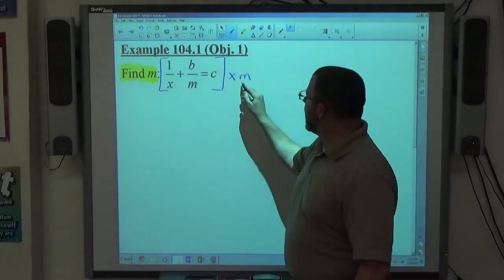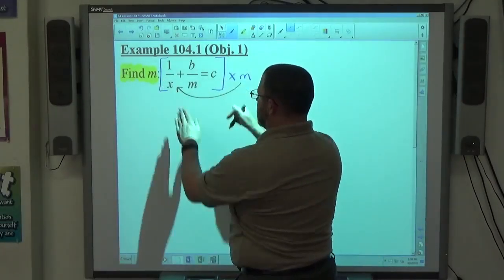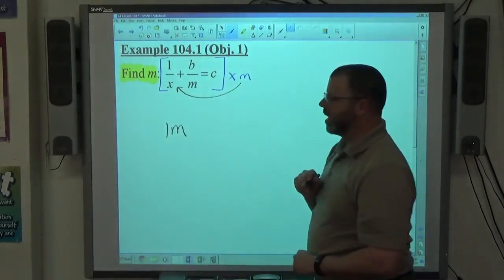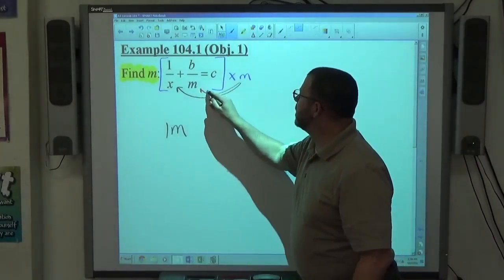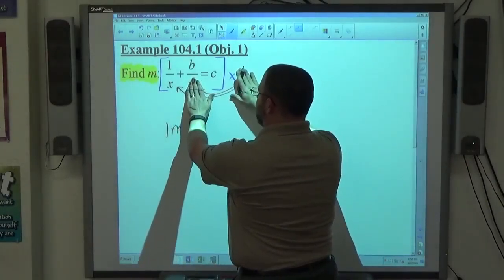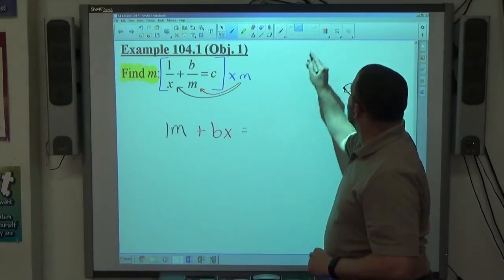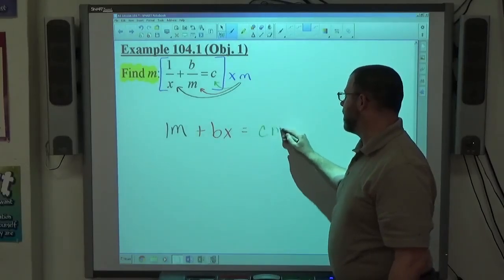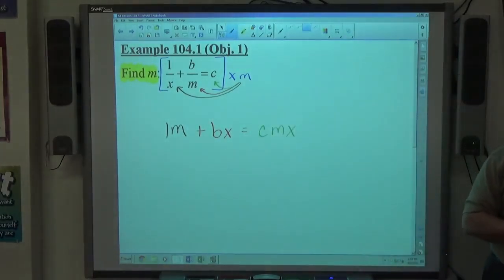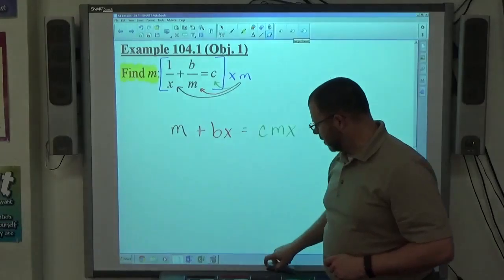So when I do xm times 1 over x, x cancels, I'm left with 1m. And you're welcome to write it as just m if you wish. That means the same thing. When I do xm times b over m, m cancels, leaving me with plus bx equals. And when I do xm times c, there is no fraction there at all, so I'm going to get cmx. I like alphabetical order, so I'm going to tend to write things in alphabetical order. Cxm means the same thing if you want to write it like that. And again, this 1 in front of the m is not required, so I'm going to just erase that.